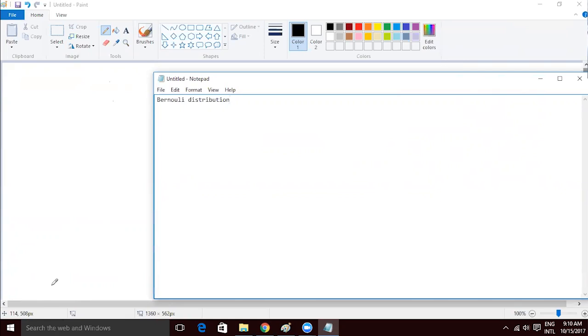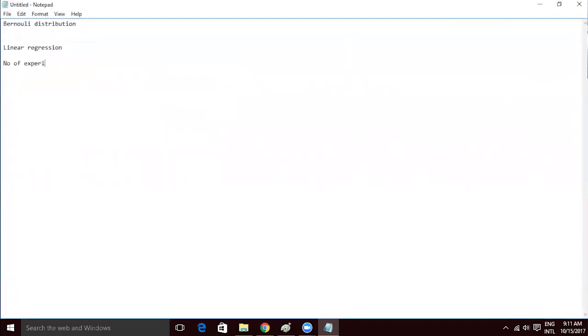We have something called linear regression. Anyway, we'll talk about this in detail. Linear regression is a very basic algorithm in machine learning. For example, I have input like this: number of experience, age, team, skills, and then salary. So now this is my input data.